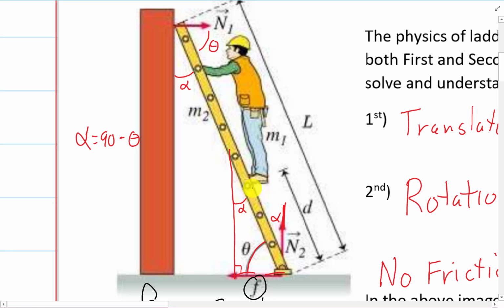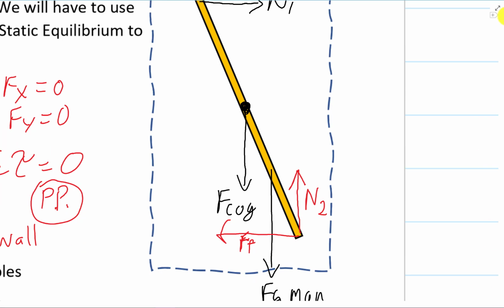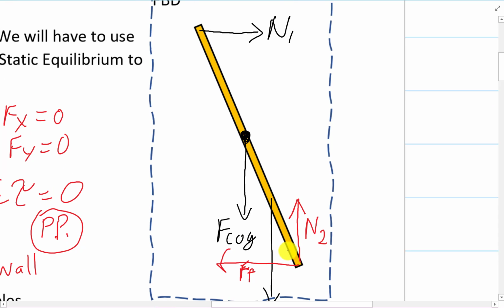The force of gravity of the man is also going to be at alpha, just like any force of gravity downwards is going to make an angle of theta. So let's label those angles in our FBD, free body diagram. If this is theta, then this is alpha, this is alpha, this is theta, and this is alpha. So I've labeled all the angles.